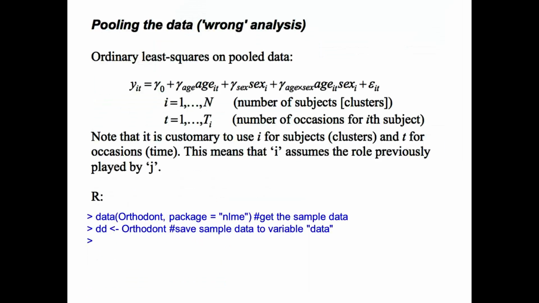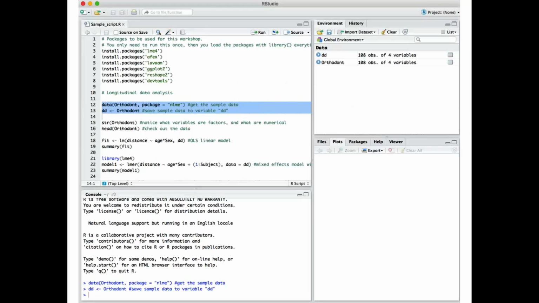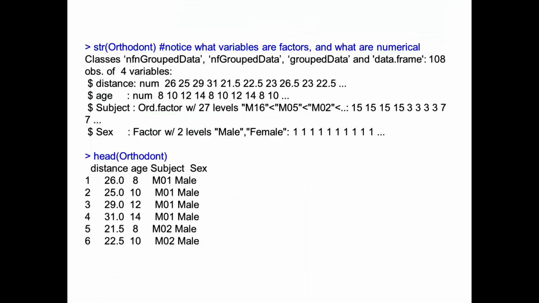So the first bit is reading in the data. These 2 lines here are just going to be reading in the data. You highlight it, click run. And first we want to look at the data.